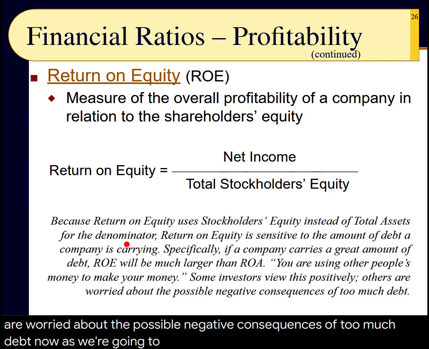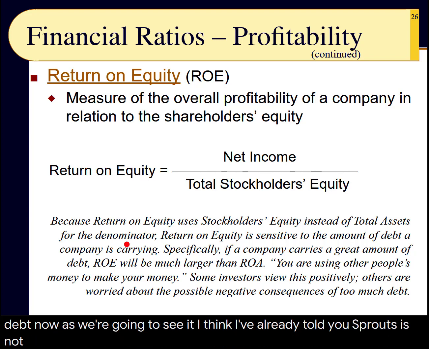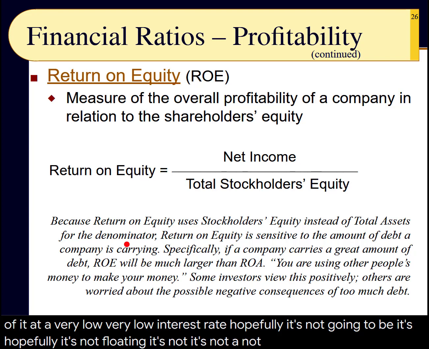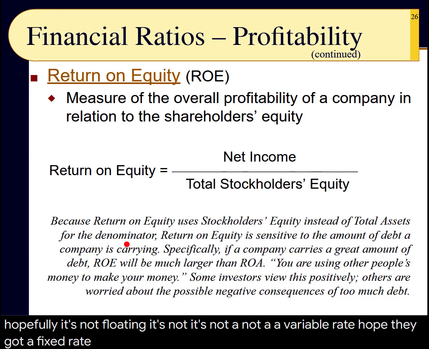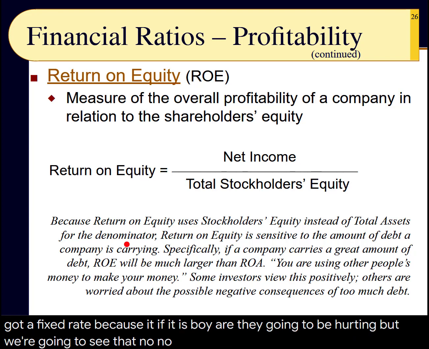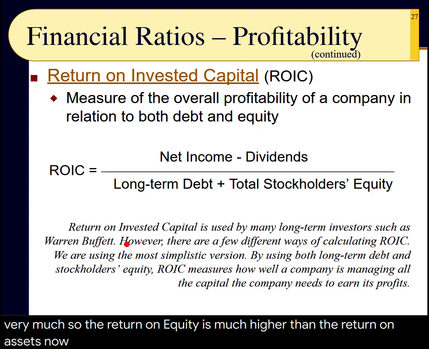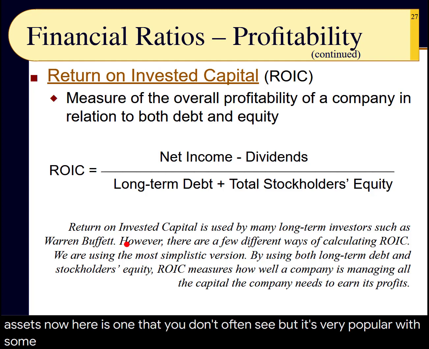Now, as we're going to see, and I think I've already told you, Sprouts is not worried about all the debt they loaded up on because they got most of it at a very low interest rate. Hopefully, it's not floating. It's not a variable rate. Hope they got a fixed rate, because if it is, boy, are they going to be hurting. But we're going to see that no, Sprouts can pay its debts. So the return on equity is much higher than the return on assets. Now, here is one that you don't often see, but it's very popular with some investors such as Warren Buffett.